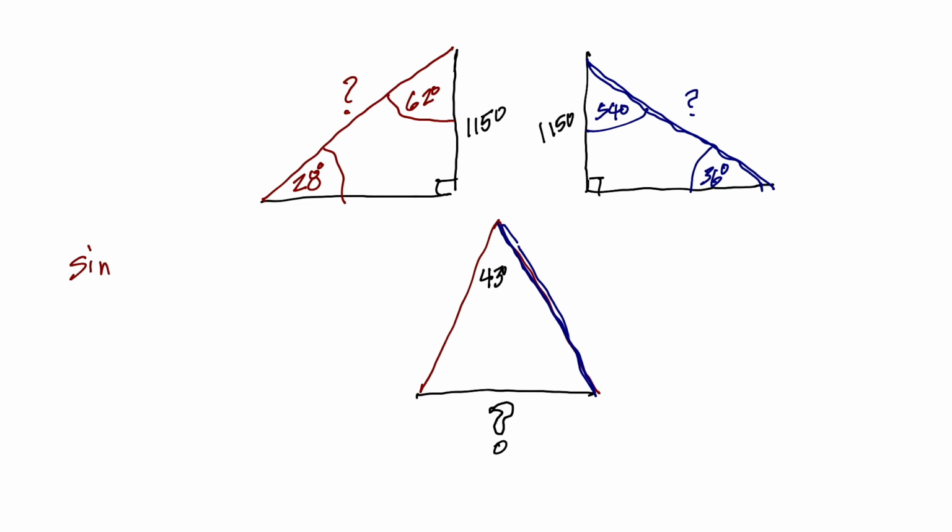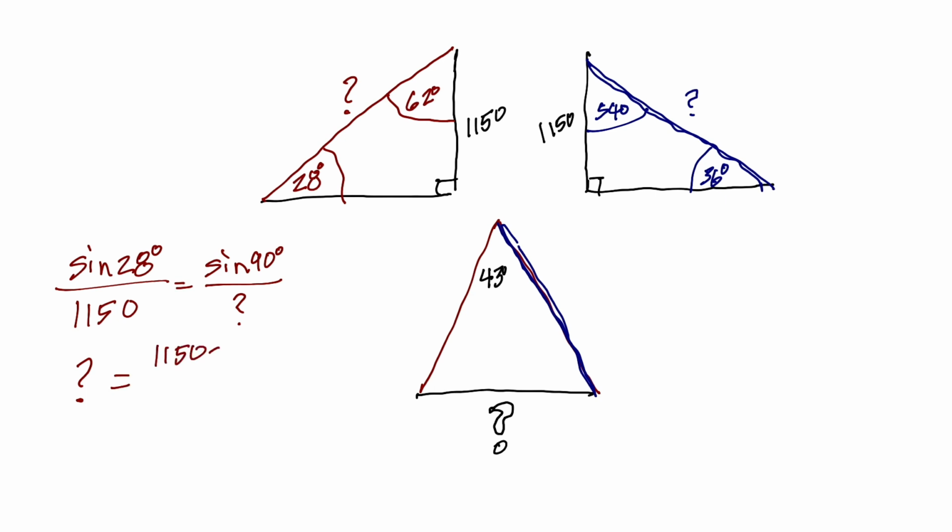I'd have the sine of 28 degrees over 1150 is equal to, well, the sine of 90 degrees, because this is a 90-degree angle and it's opposite the side I want to know. So I'll just leave that as red question mark. So cross multiply, red question mark is 1150 times sine of 90. Sine of 90 is 1, so this makes for easy math. Divided by the sine of 28.